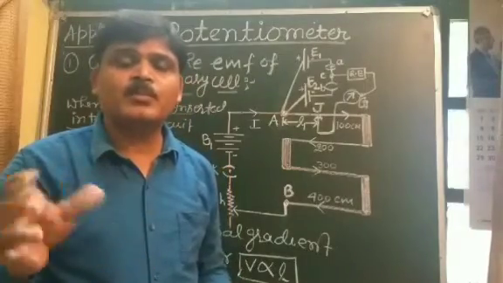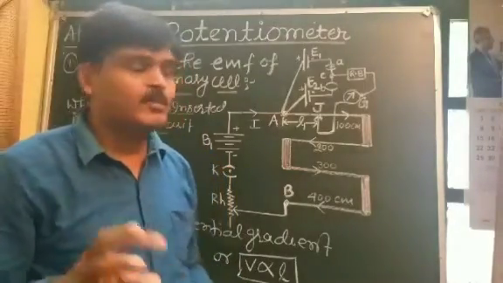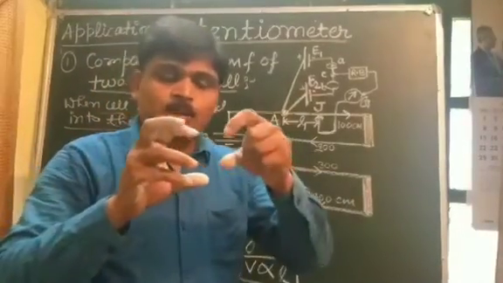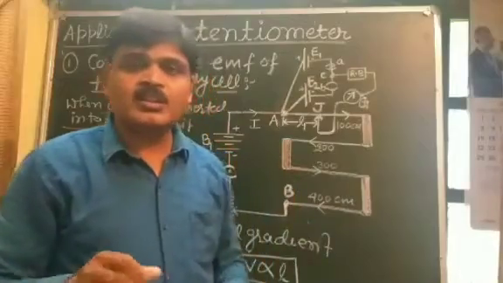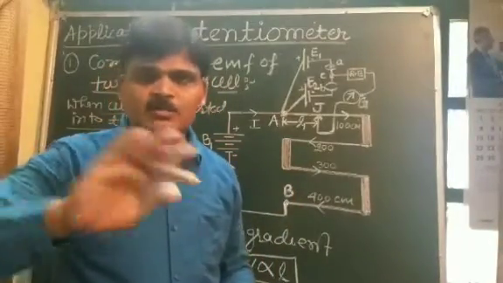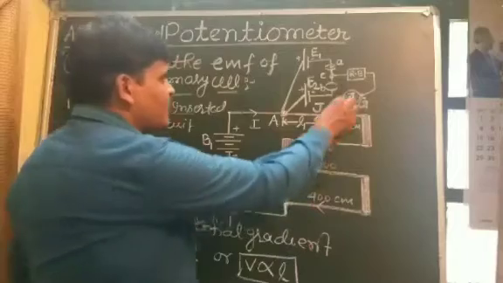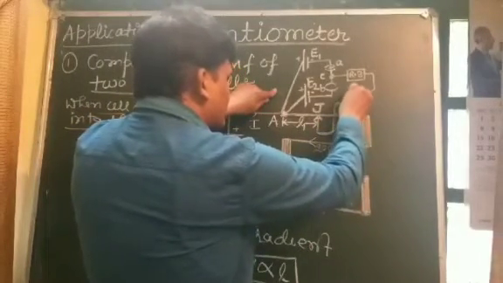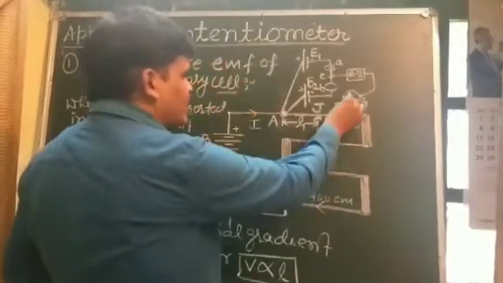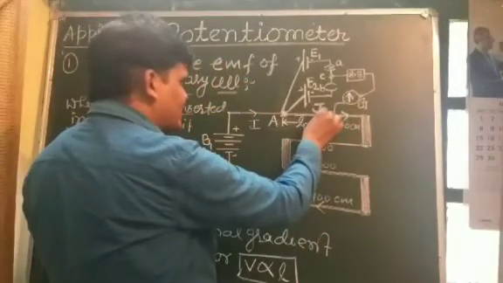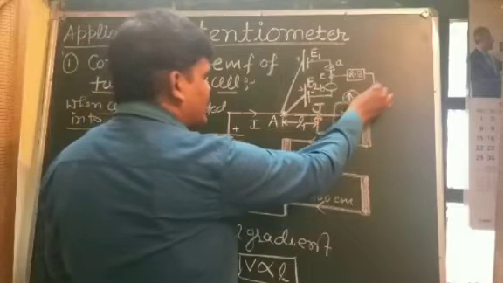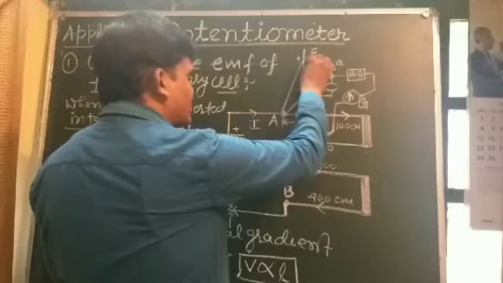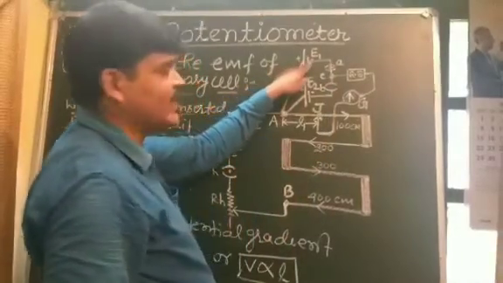There will be no potential difference between the 2 points of the galvanometer. It means the potential at both ends of the galvanometer is the same. Due to this, there will be no flow of current. So, students, see, when the galvanometer shows no deflection, it means one point of the galvanometer is connected to J, and another point of the galvanometer is connected to point A, the negative terminal.